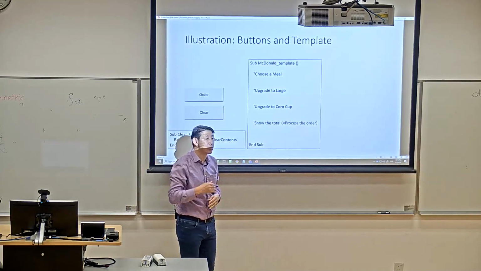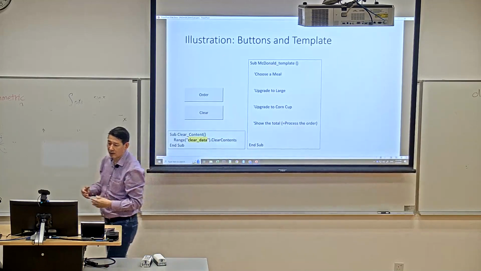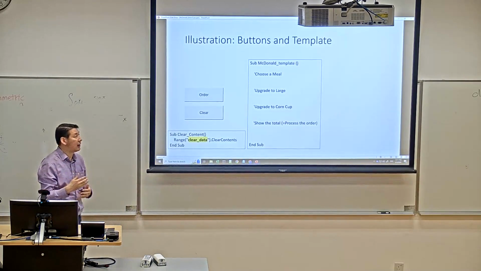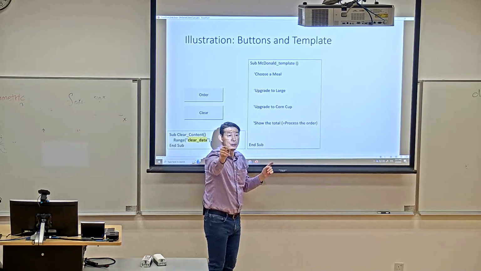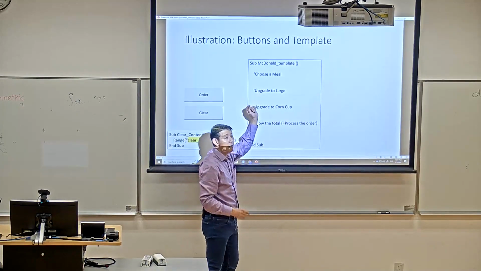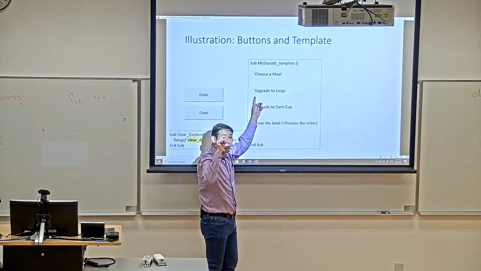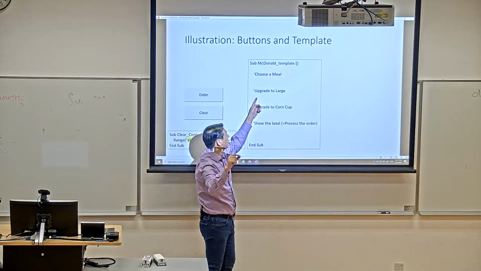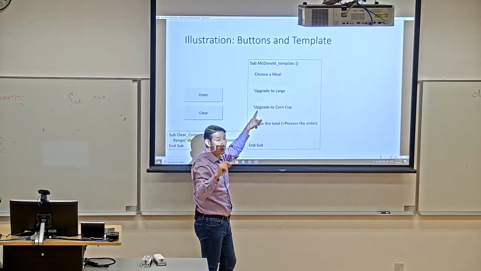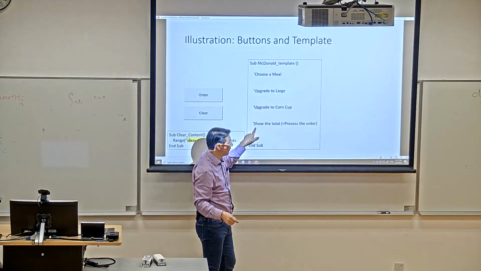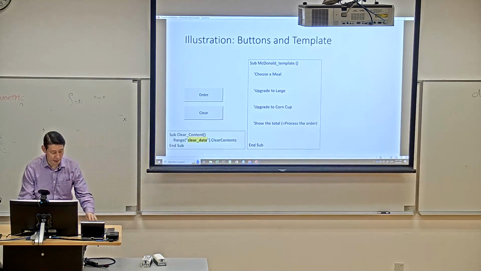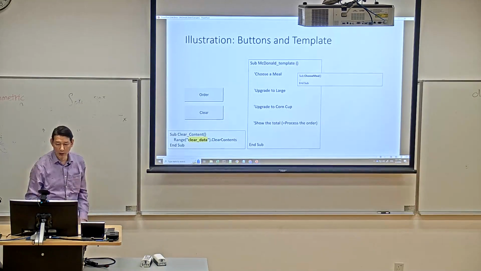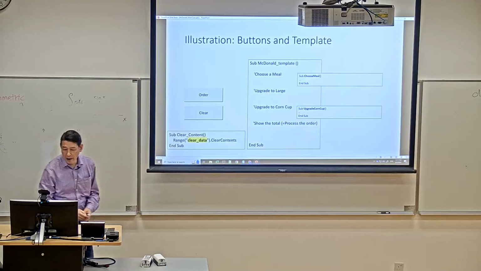Basically the template tells you the sequence, the logic of the program, what you're supposed to do. Number one, ask for the meal number from the user. Ask whether the user would like to upgrade to large or not, upgrade to corn cup, and then calculate and show the final total. So this is what you should be doing.